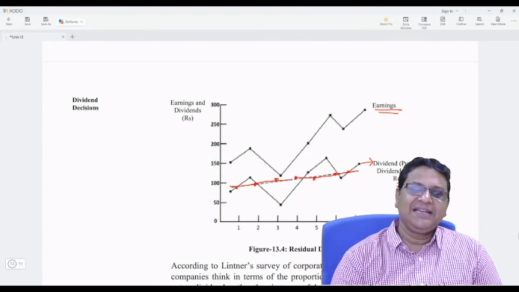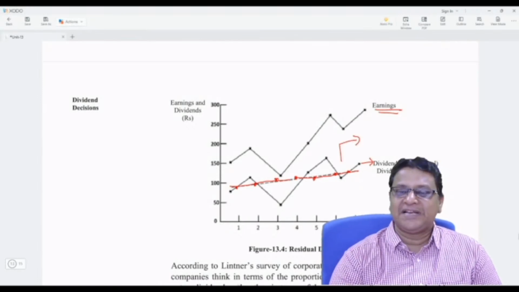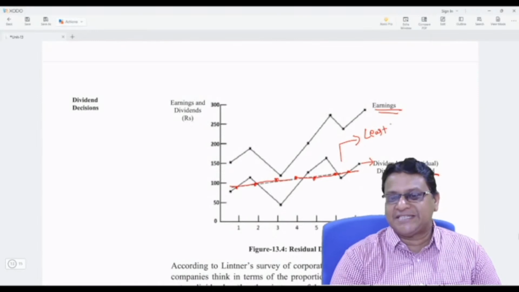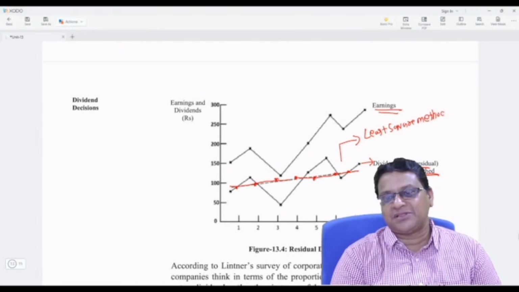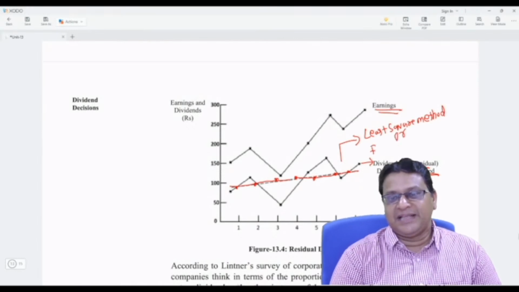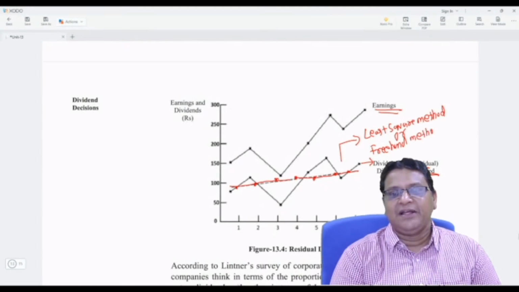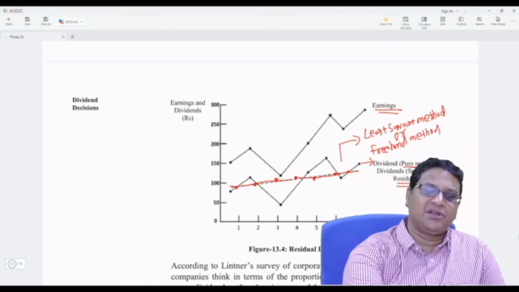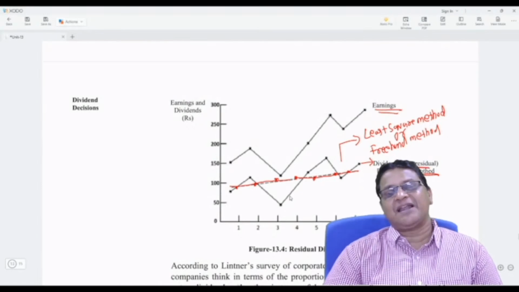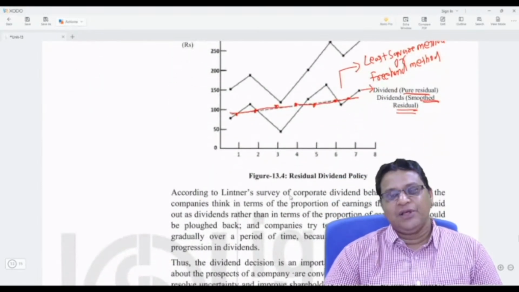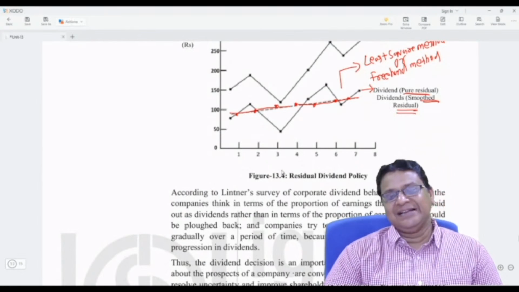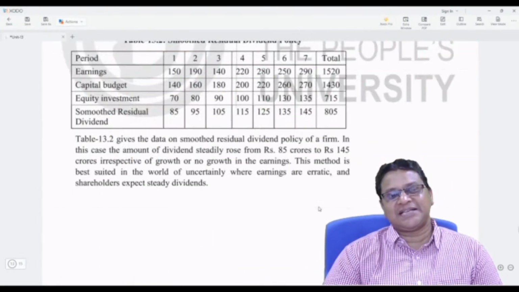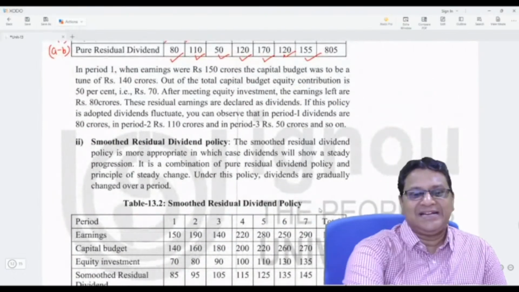And this line can be drawn with the help of regression analysis, with the help of least square method or freehand drawing method. I can use freehand drawing to fit the line, or I can use least square method to fit the best fit line. I will draw a best fit line which will erase the erratic dividend. This is known as smoothed dividend policy.